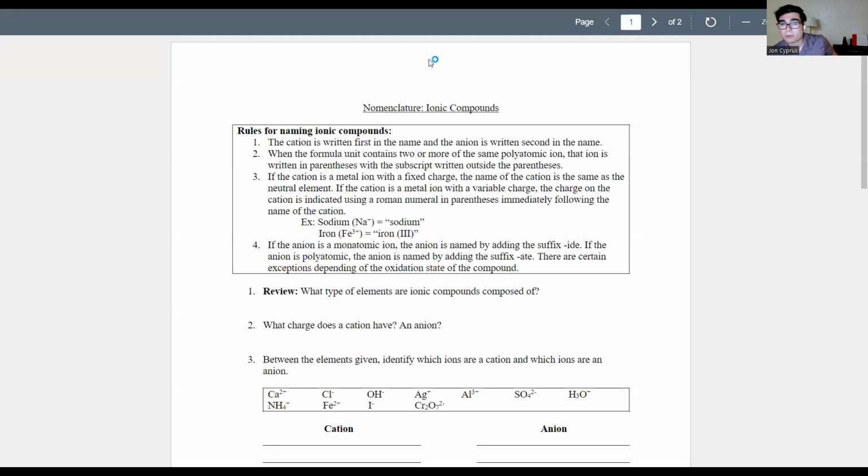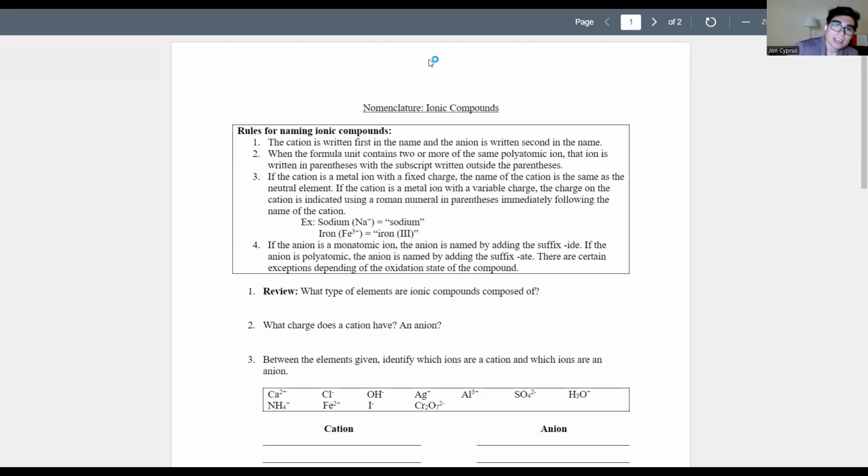Nice. So this is the worksheet for nomenclature on ionic compounds. We actually did a lot of this. I did a little extra on that first worksheet, going over the naming conventions, but we're going to do some more practice.